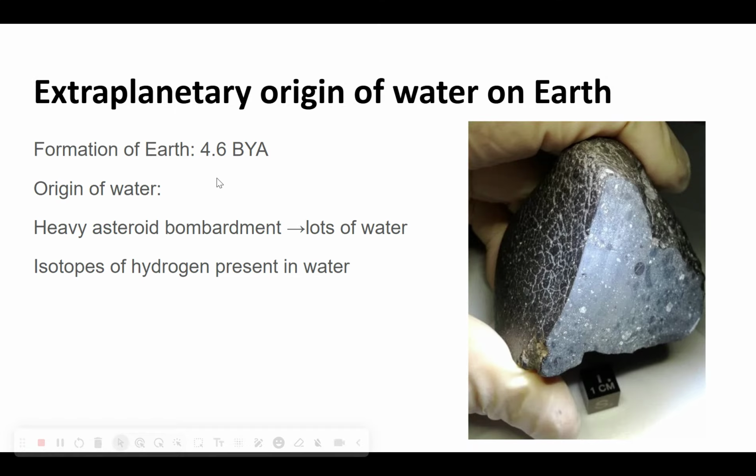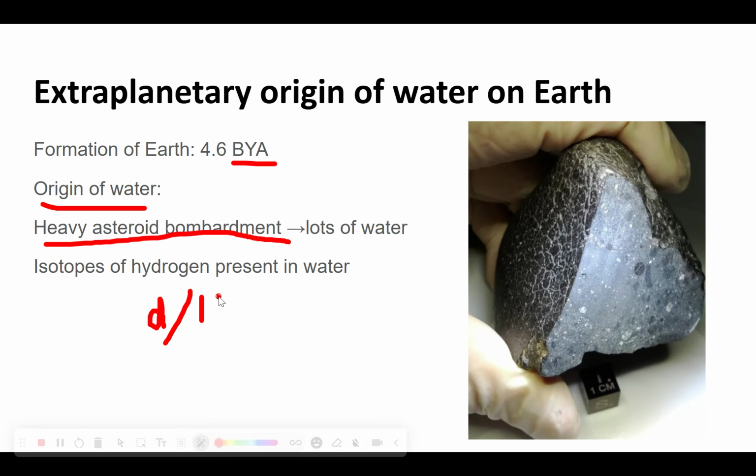This BYA means billions of years ago, so the formation of the Earth is estimated at around 4.6 billion years ago. The theories about the origin of water are primarily related to heavy asteroid bombardment. So those same asteroids that we saw with that same DH ratio were probably hitting the planet and leaving water on the surface of the planet.